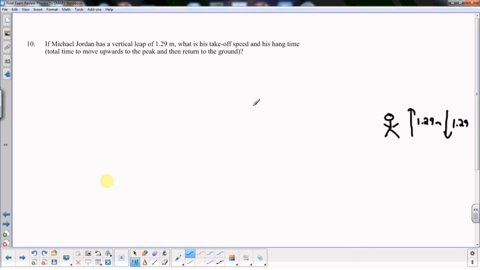Let's make our chart. EI, EF, A, T, D. And we are looking for his takeoff speed and his hang time. So we're looking for time. We are looking for initial velocity.